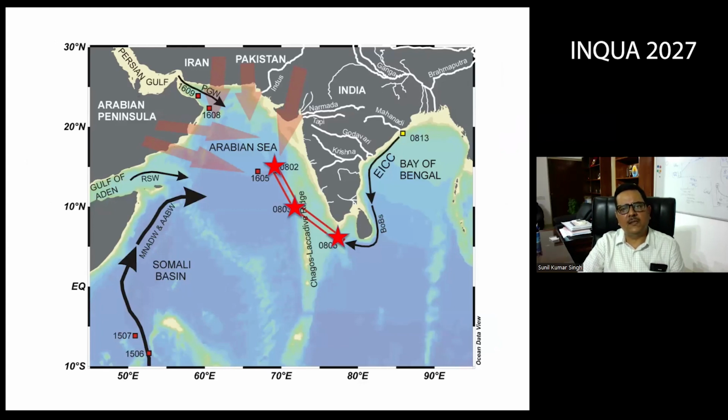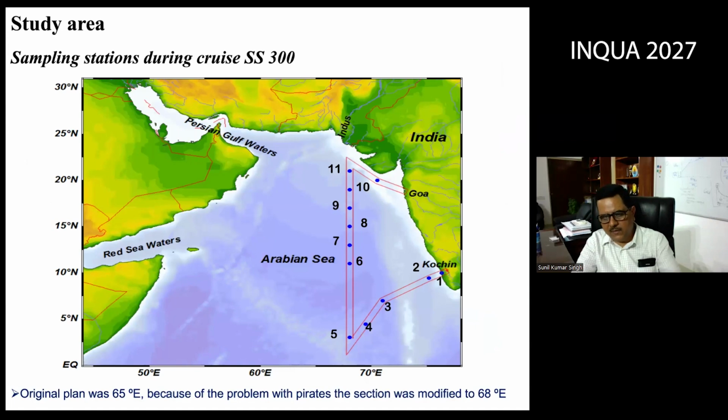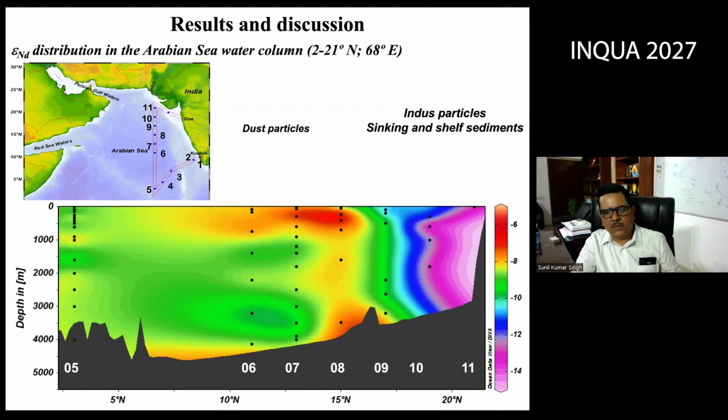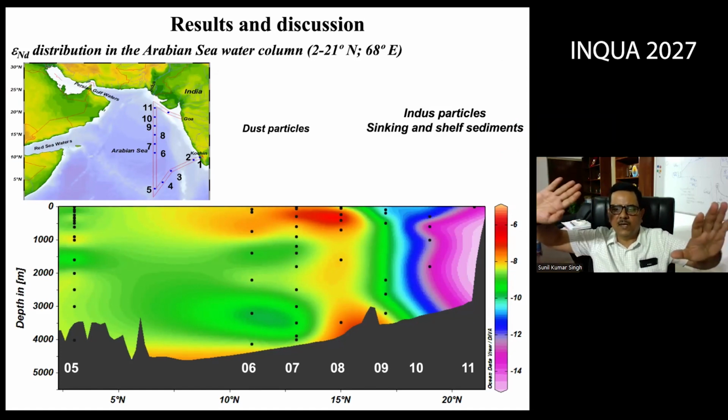Similarly, in the Arabian Sea, we have done three cruises. The first one is a small one, where 3 stations were measured. In another one, a significant part of the Arabian Sea was measured, and the third one we recently did goes up to about 60 degrees east. So all these water masses have been measured for neodymium, and you can see the neodymium signature. Here you can see the difference, because there it was varying from -10 to -16. Here it is mostly -8 to -6.